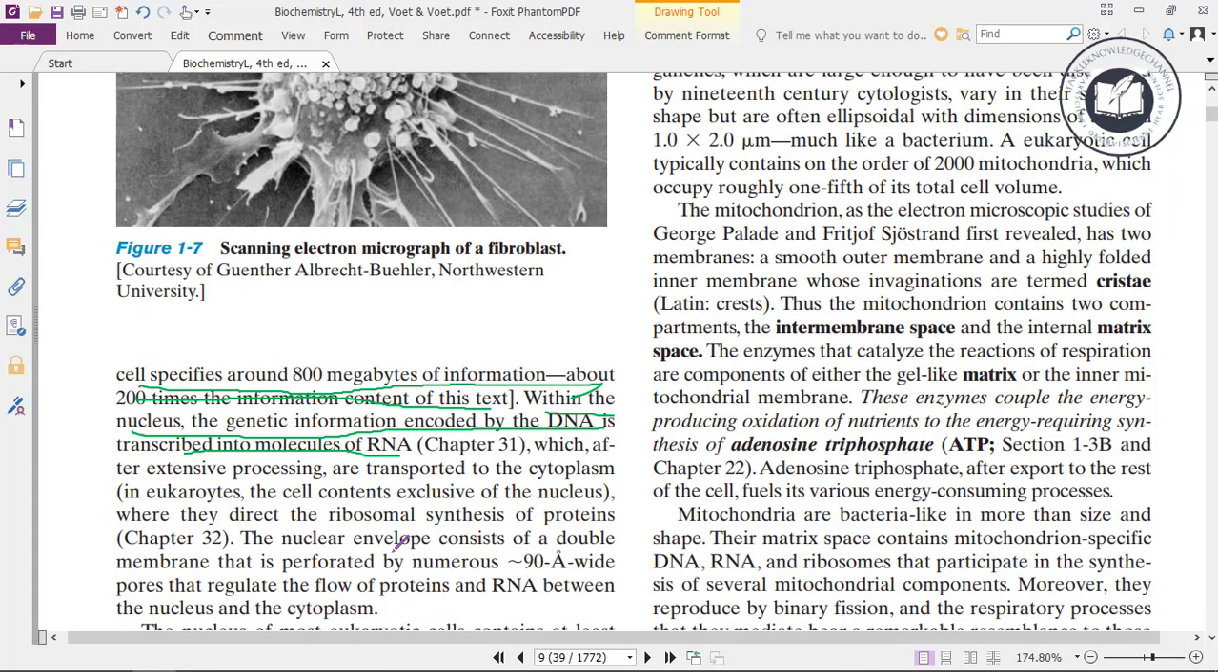So within the nucleus, there is genetic information which is encoded by the DNA, and DNA is transcribed into molecules of RNA, which after extensive processing are transported to the cytoplasm. So after the genetic information is encoded in the DNA, it is transcribed to molecules of RNA. These molecules of RNA are then extensively processed and transported to the cytoplasm.